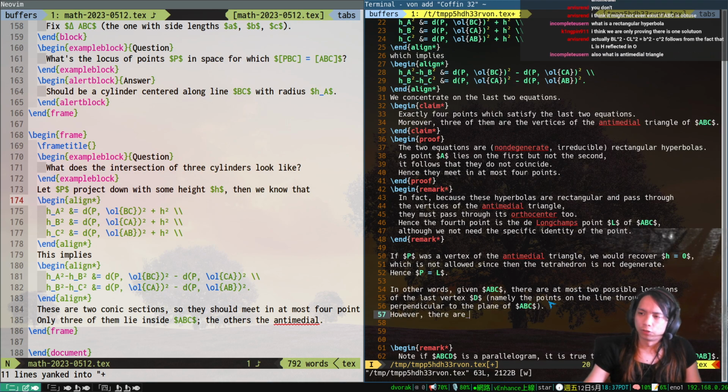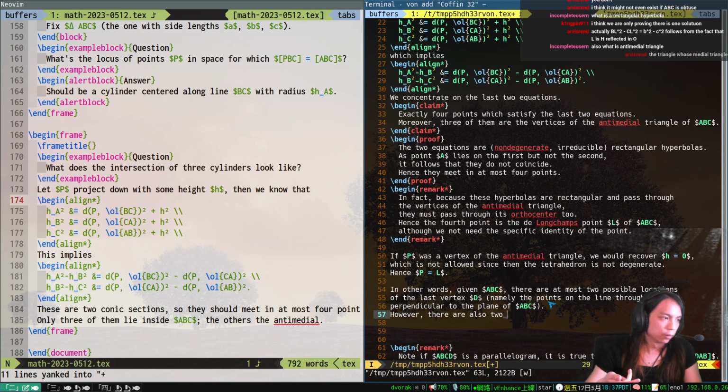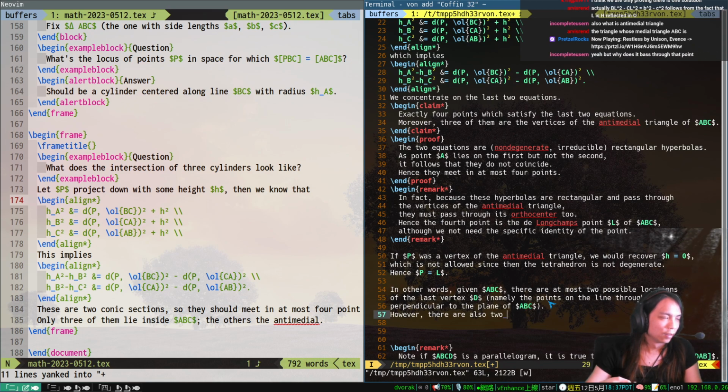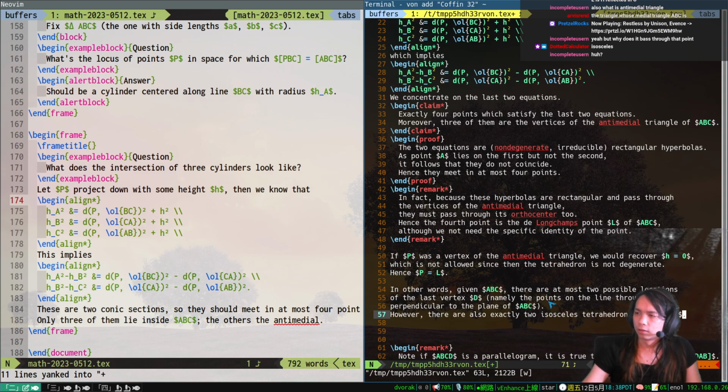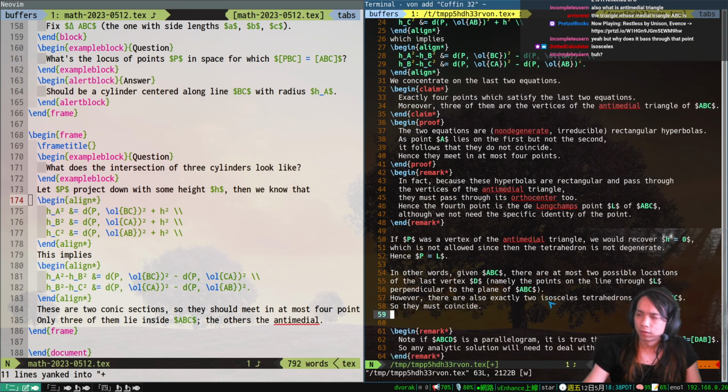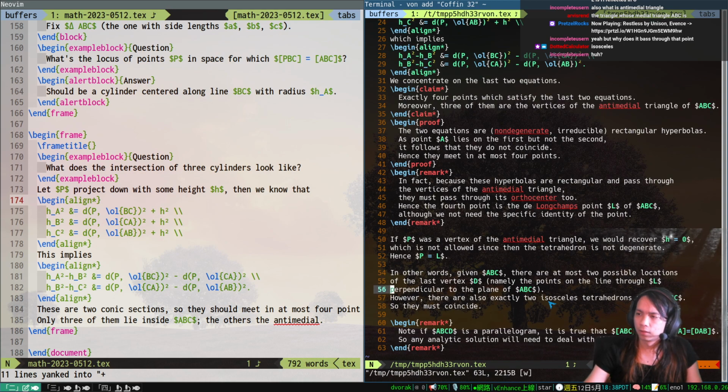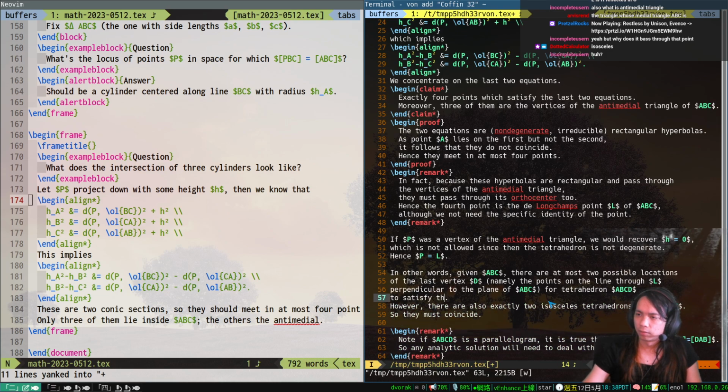However, there are two. What's the name of a tetrahedron for which the opposite sides are equal? Okay, isosceles tetrahedrons using ABC. So they must coincide, to satisfy the problem conditions.